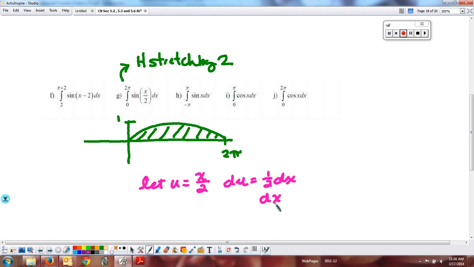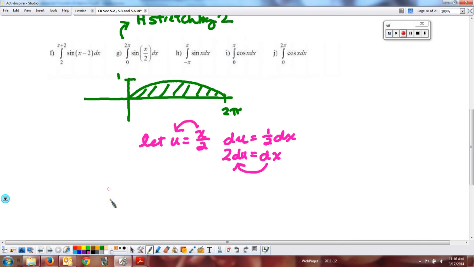This really is dx equals 2 du. So I'm going to use this as my substitution. I'm going to take out the x over 2 and replace it with u. I'm going to take out the dx and replace it with 2 du. And now I also need to change my limits over here.